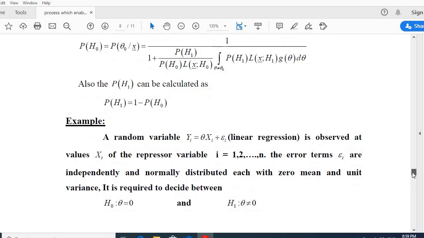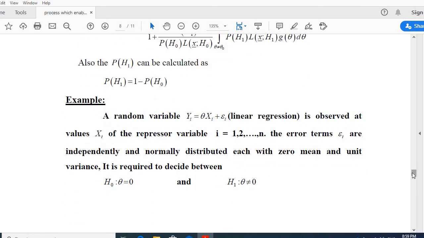Now come to an example, students. Our variable yi is equal to θ xi plus epsilon i, a linear regression, with observed values xi of the regressor variable, i from 1 to n. The error terms epsilon i are independent, normally distributed, each with zero mean and unit variance.